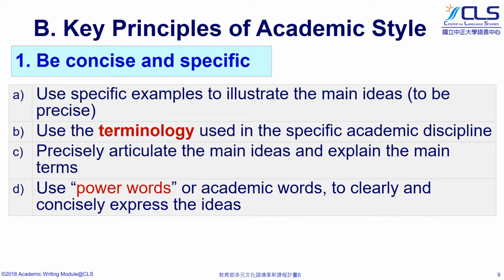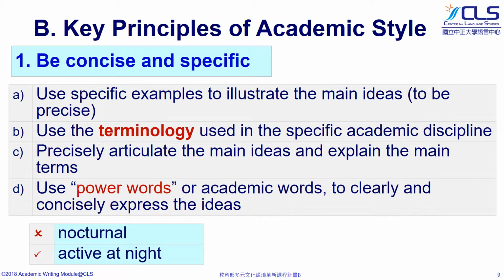First, we have to be concise and specific. We can use specific examples to illustrate the main ideas. Use the terminology of the specific academic discipline. Precisely articulate the main ideas and explain the main terms. Or use power words or academic words to clearly and concisely express the ideas. For example, the word nocturnal is more precise than active at night.